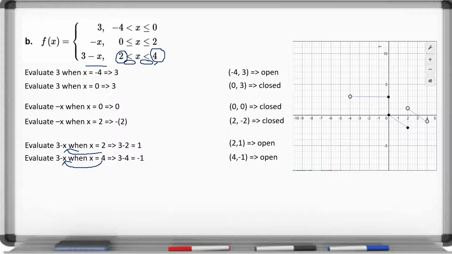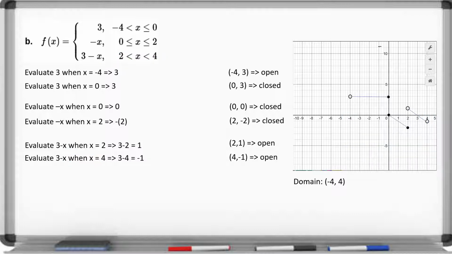Now let's find our domain. If we look here, we're scanning the function left to right. That's our first x value there, and it continues and continues all the way up to x equals 4. So between negative 4 and 4 are my x values. Therefore, our domain is negative 4 to 4.